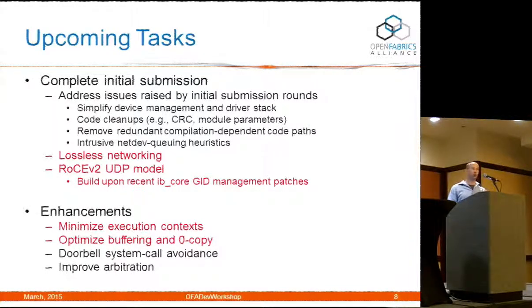And in the enhancement section, I'll talk about how we minimize the execution contexts that I've talked about, those green blocks before. Talk a little bit about optimized buffering. And I'll briefly say right now that there is also the issue of how we can optimize system calls. Part of the fact that we have the queues mapped is that applications, when they want to write work requests, they don't need system calls. They can just write it to their mapped memory. And currently, the code uses a system call as a doorbell.